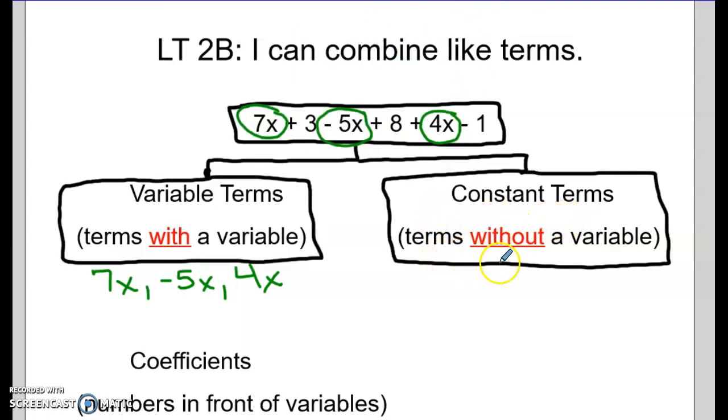All right, just the same, we can have constant terms. These are terms without a variable, so there is no variable or letter with that term. In this example, the number 3, 8, and negative 1, because none of these terms have the letter x with it. So these are constant terms. Examples are 3, 8, and negative 1.